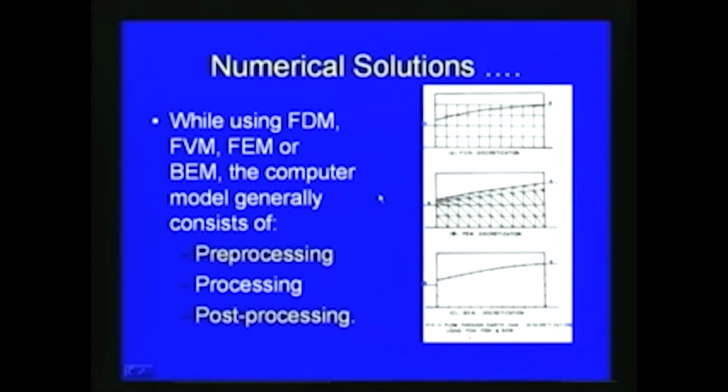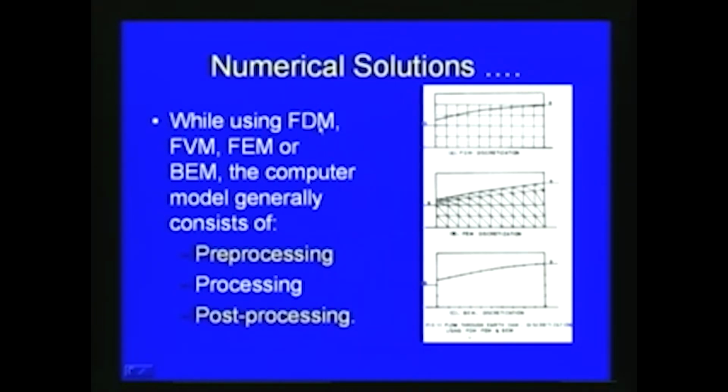In using any of these numerical methods, there are essentially 3 steps. First one is pre-processing. Here, pre-processing means first we discretize the domain by putting the grids or mesh like this, and then we put the boundary conditions and various parameters which are generally available for the problem considered. And then the second step is processing.